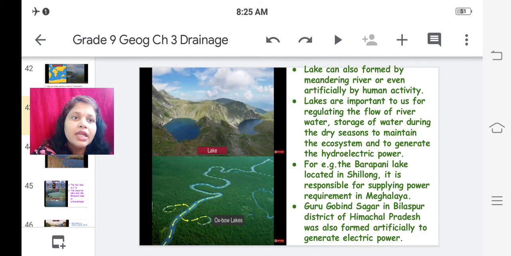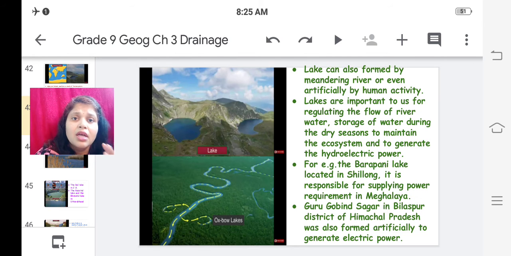Lakes are important to us for regulating the flow of river water, storage of water during the dry seasons, to maintain the ecosystem and to generate hydroelectric power. So if in the exam the question comes, what are the uses of lakes, you can write these uses. Lakes are important to regulate the flow of river water, store water during dry seasons, maintain the ecosystem and generate hydroelectric power.